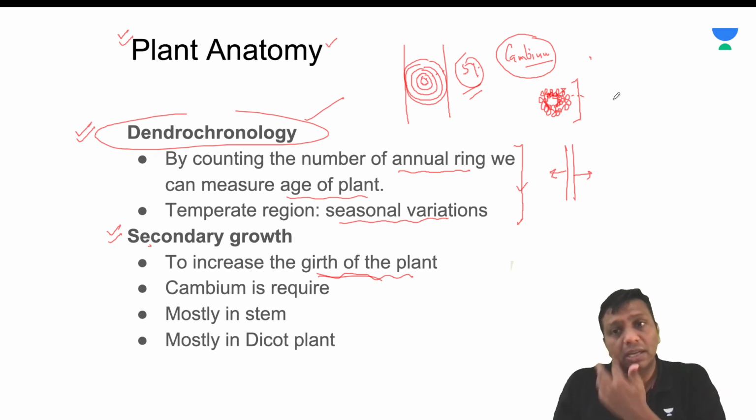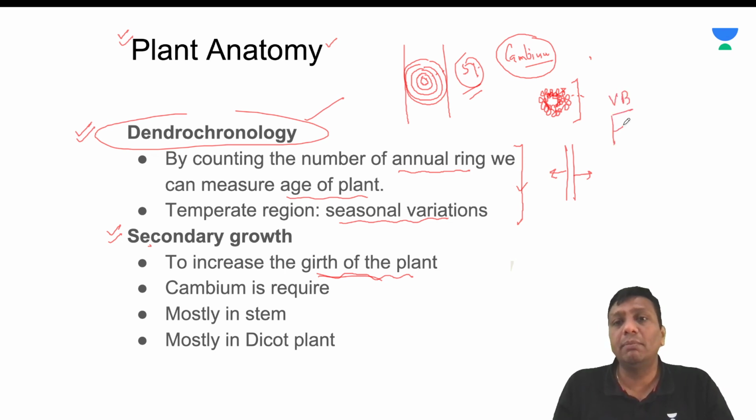Which vascular bundle is responsible? The vascular bundle has 3 components. The one is xylem, second is phloem, and third one is cambium. So here the secondary growth is because of cambium.